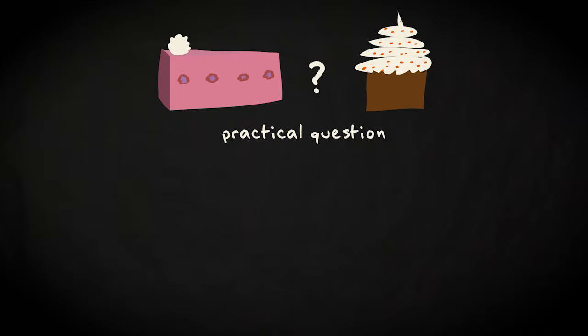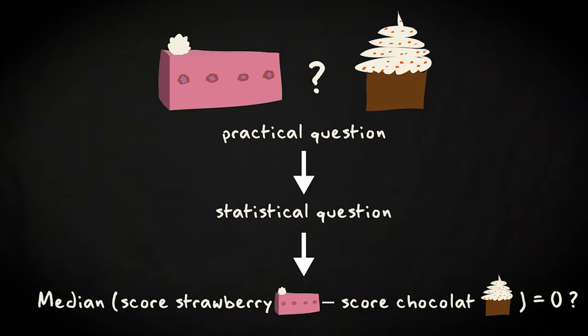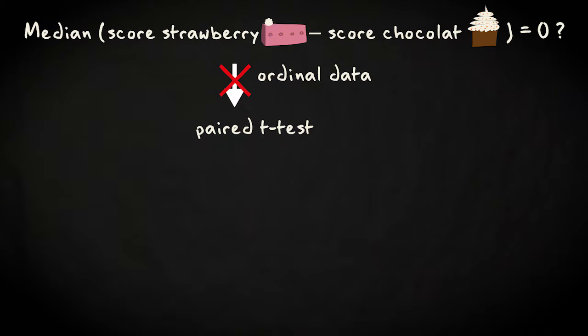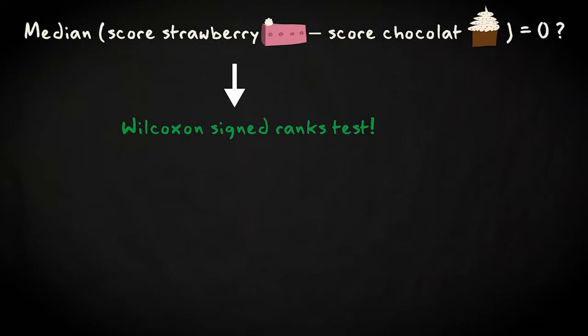Let's start by translating the practical question of finding the nicest pastry into a statistical one, suitable for hypothesis testing. The question becomes, is the median of the differences between the pastry scores different from 0? It is a two-sided test. You cannot use a paired t-test because the data is ordinal. On the other hand, you could use a sign test, but then you would throw away some of the information. Clearly, a difference between a score of 1 versus 5 is bigger than between 4 and 5. The Wilcoxon signed ranks test is the right approach here.